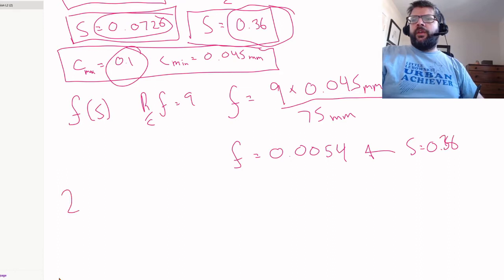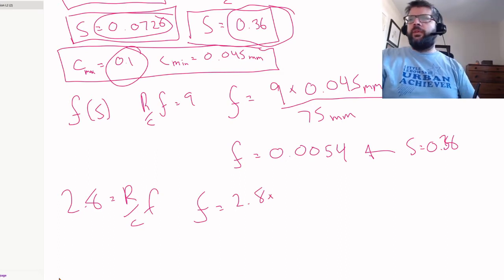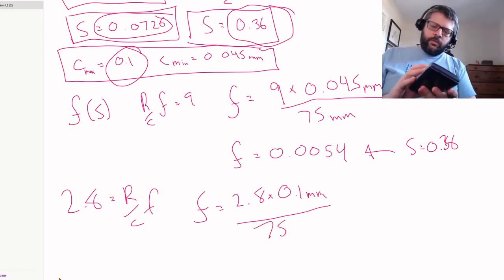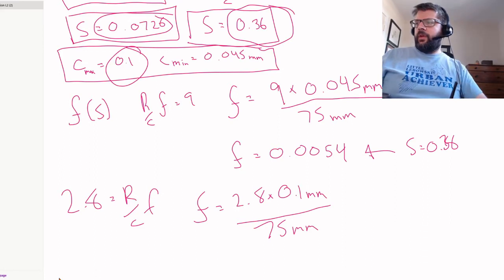So 2.8 is equal to R over C F. So solving for F, 2.8 times, that was the one with the C, our C max basically is 0.1 millimeter for our radial clearance. And then the radius again is 75 millimeters. 2.8 times 0.1 divided by 75. That gives us 0.0037.